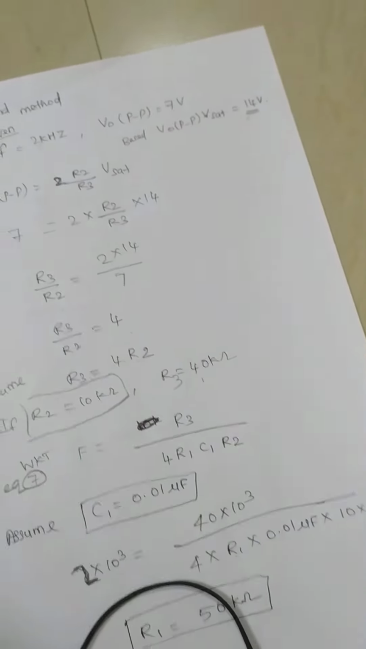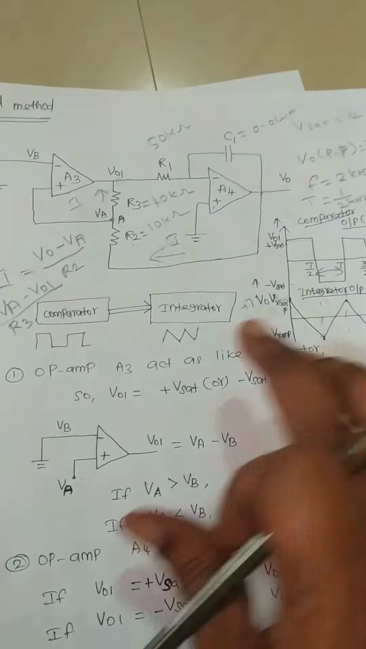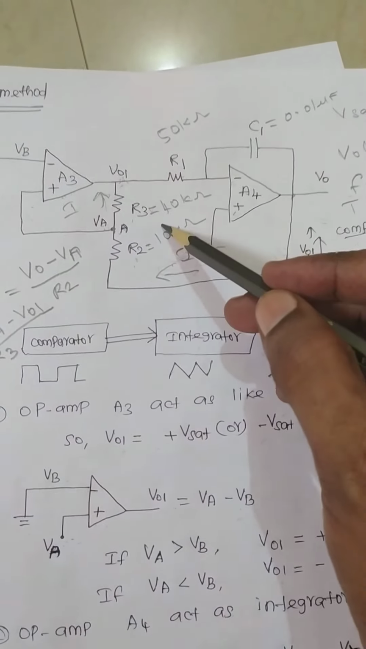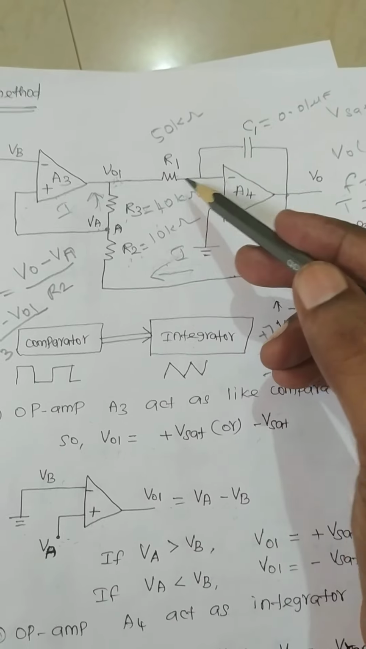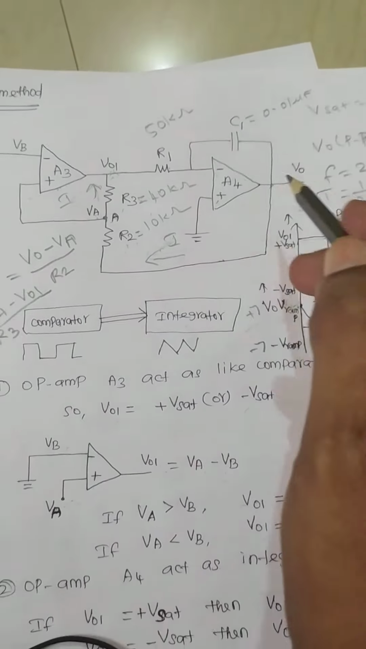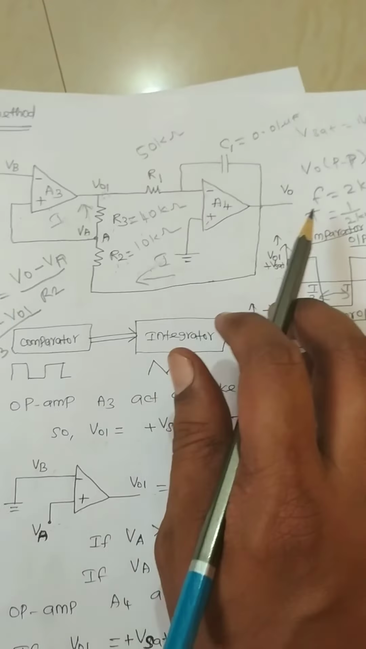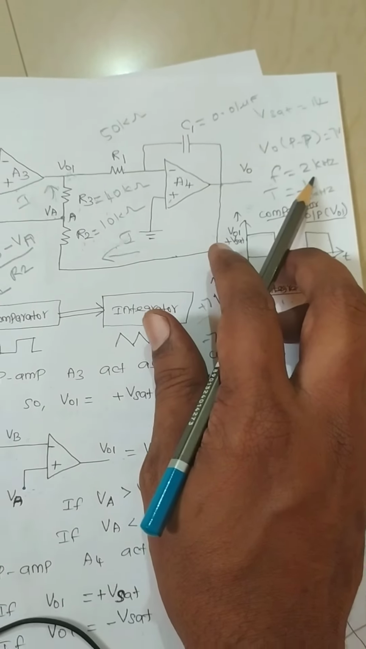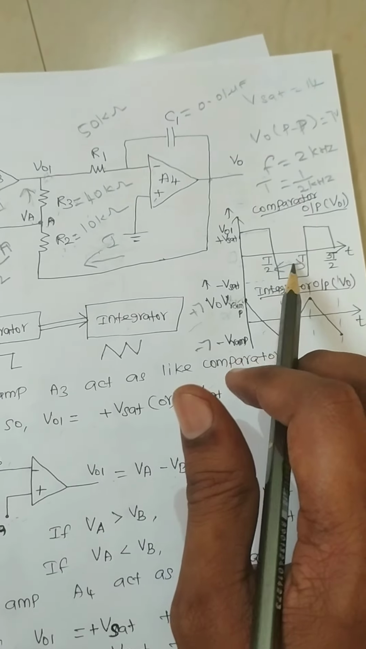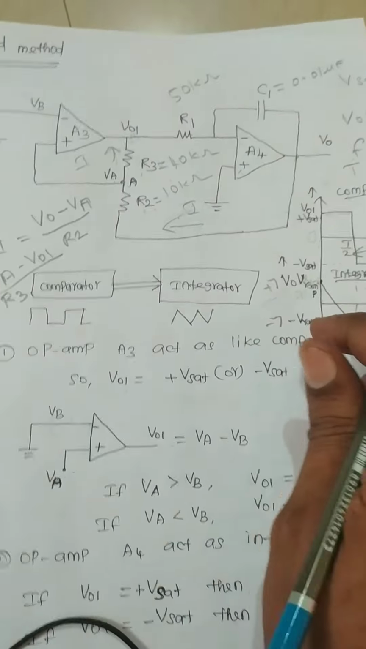So if you put those values, R3 and R2 of 10 kilo ohm, R1 of 50 kilo ohm, C1 of 0.01 microfarad, you will get the given frequency of 2 kilohertz in this output. Thank you.